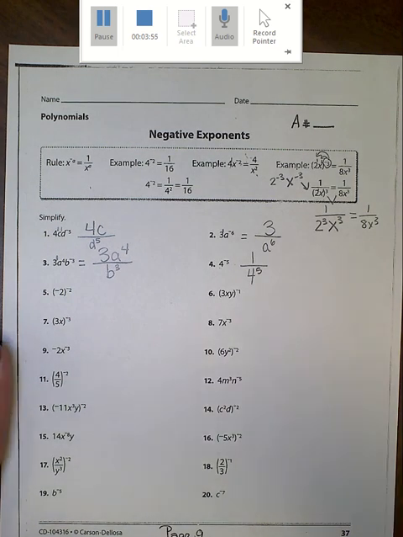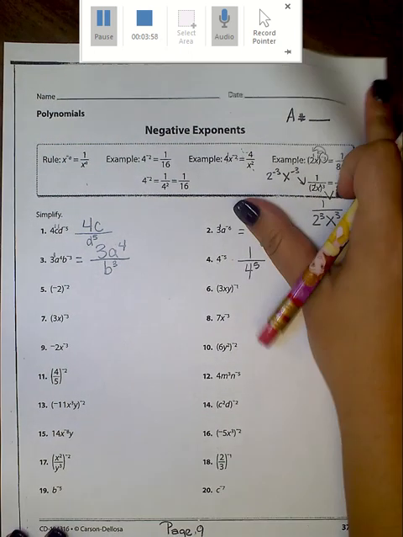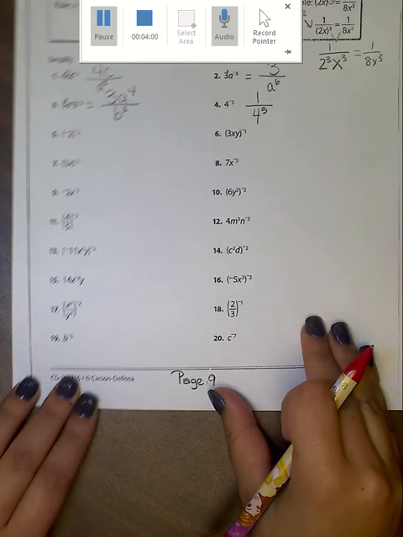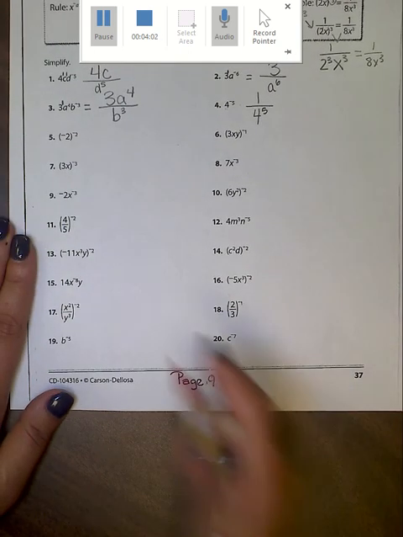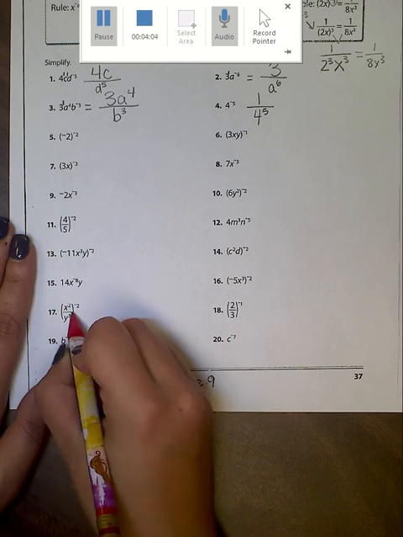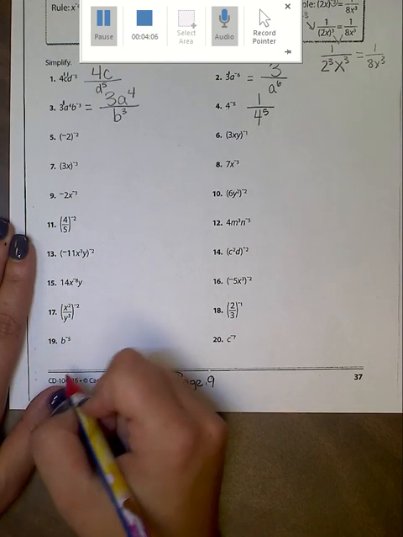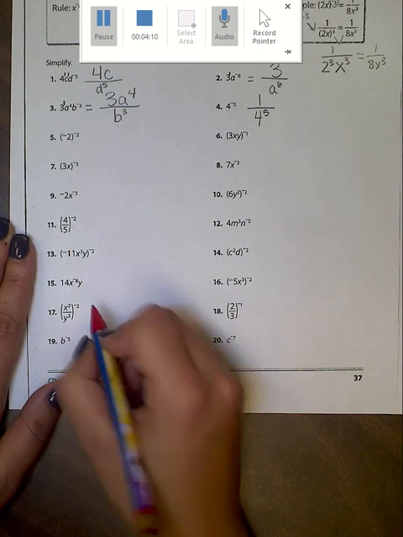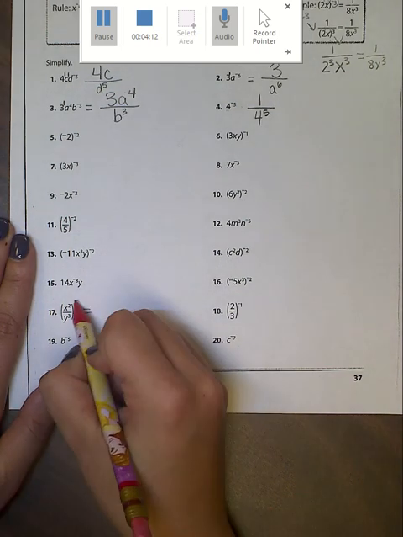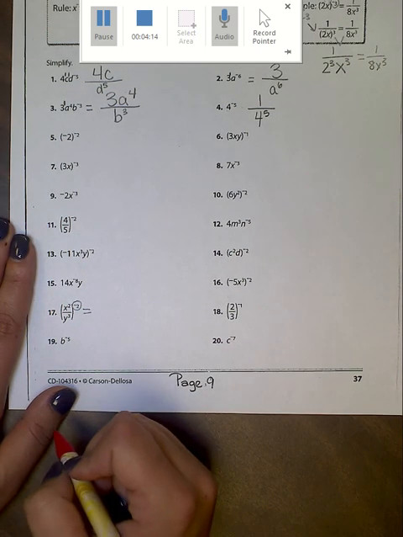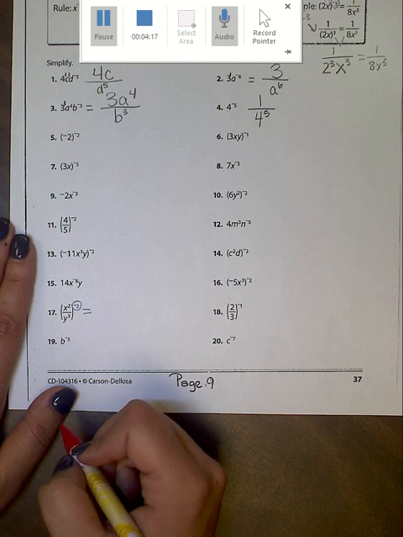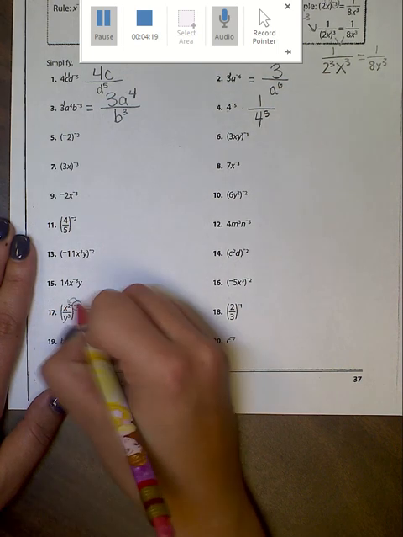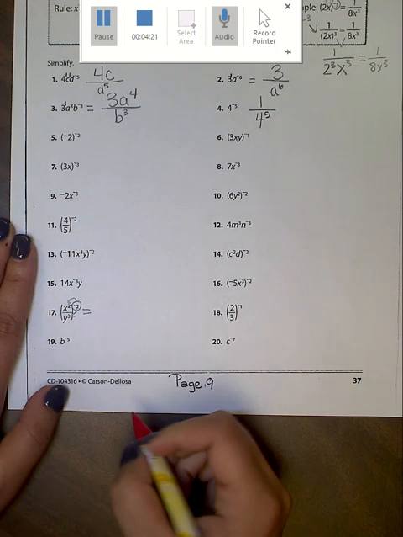I'm going to do problem 17. I think that'd be helpful. X squared divided by y to the third, the whole quantity raised to the negative second power. So we can take the power on the outside, and you need to multiply it to every exponent you see in the inside. Multiply, multiply.